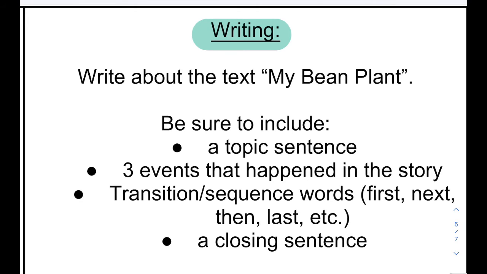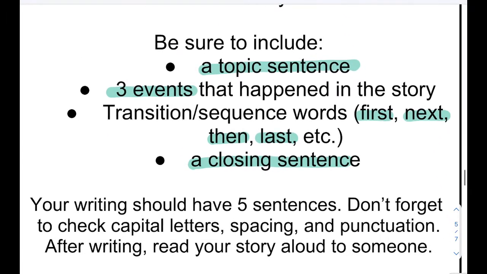The second choice is writing. You're going to write about the text, My Bean Plant, and be sure to include a topic sentence, at least 3 events that happened in the story, and don't forget those transition words: first, next, then, last, and a closing sentence. You want your writing to have at least 5 sentences, and don't forget to check for those capital letters, the beginning of sentences, and those special names.